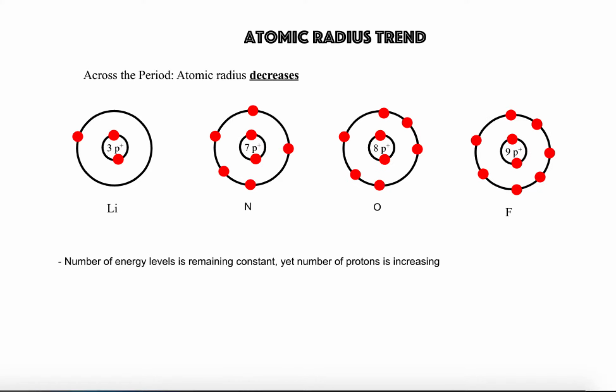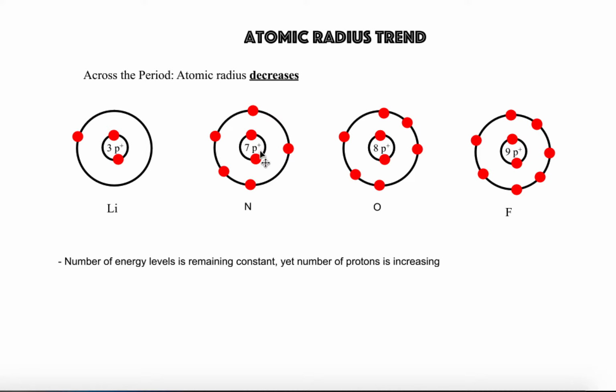Now, when we go across a period, the atomic radius is going to decrease. This is because the number of energy levels within the atom remains constant. So in our example here, we've got lithium, nitrogen, oxygen, fluorine. They're all located on row 2, or energy level 2 of the periodic table.